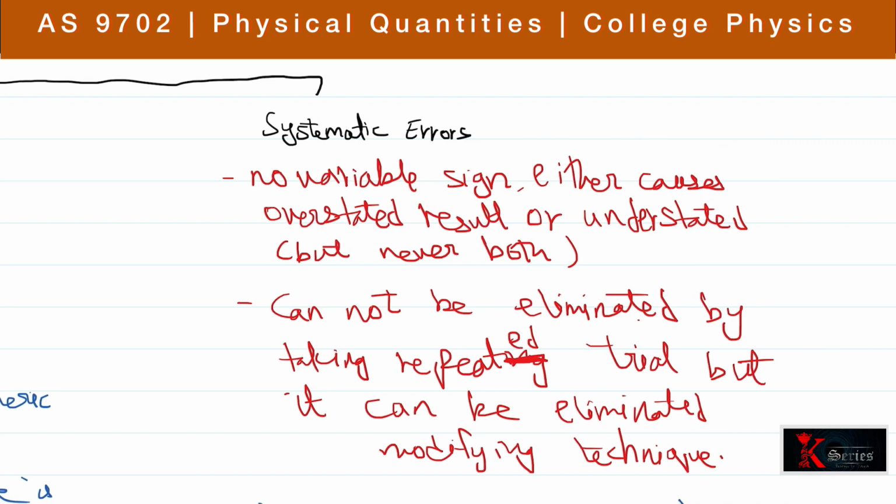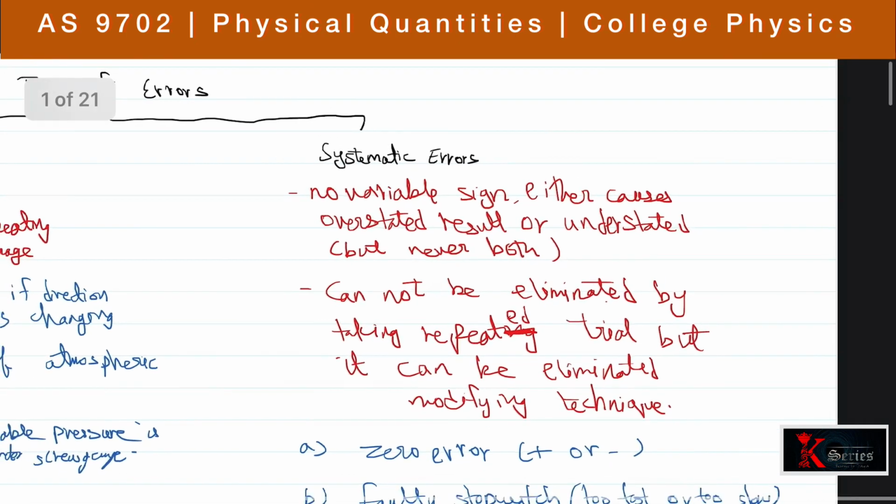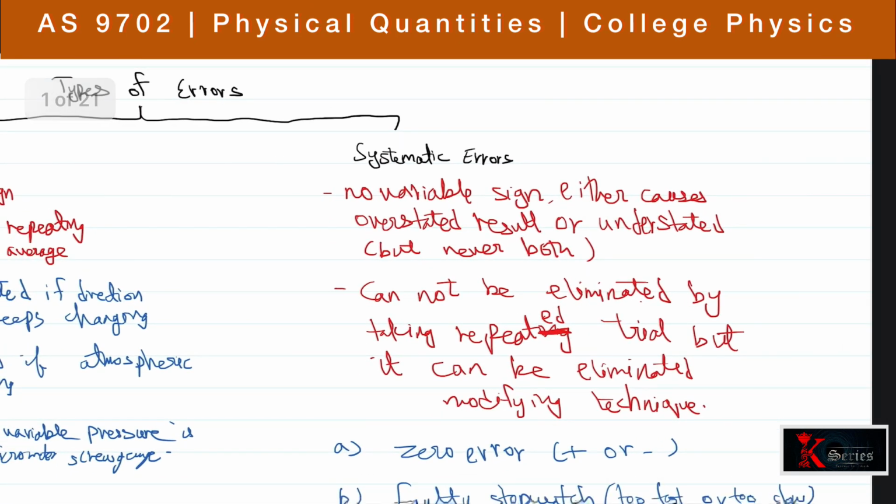They're not eliminated by taking repeated trials. There would be no effect even if we take a repeated trial. For example, if we have a fault in the measuring instrument that we are using, even if we repeat the trial continuously, the fault would continue to exist. So there would be no effect on the systematic error.